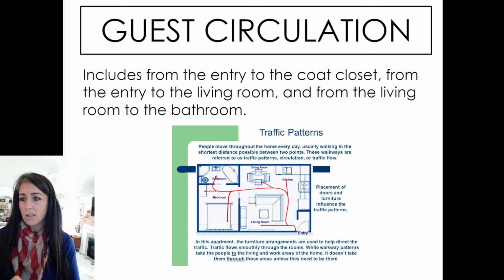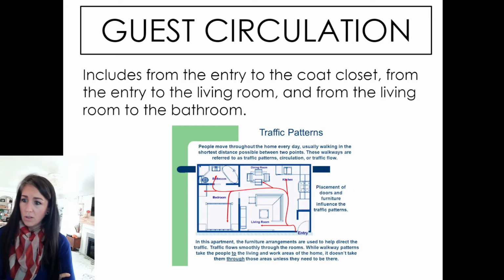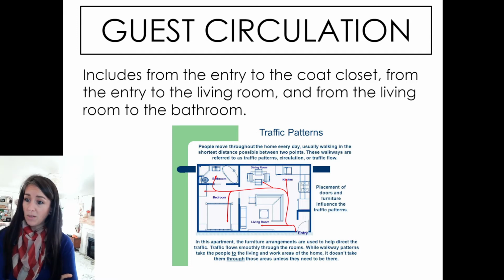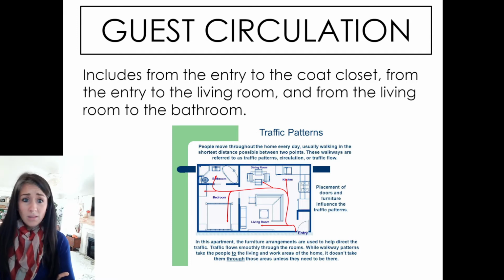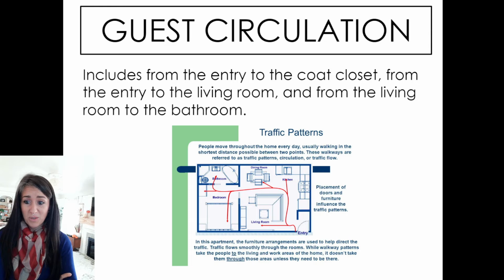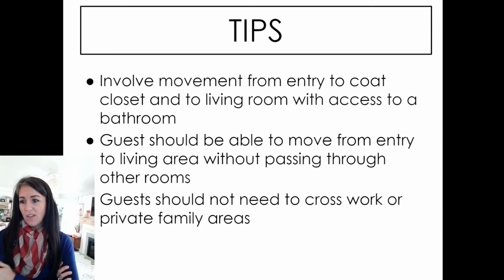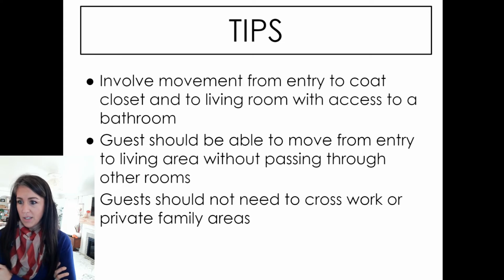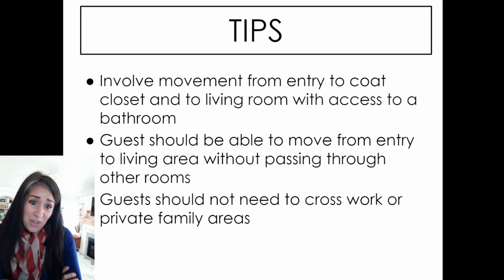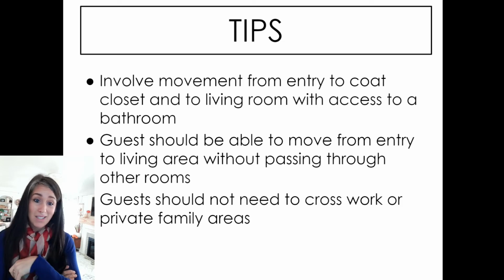And then once again, guest circulation includes from the entryway to the coat closet, to the entry to the living room, and from the living room to the bathroom, because guests have to use the restroom as well, right? So tips for that involve movement from the entry to the coat closet into the living room with access to a bathroom. And once again, you guys, in my house, that's not how it works.